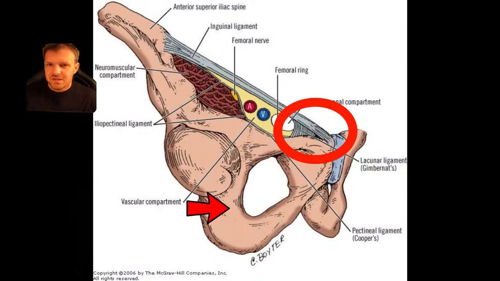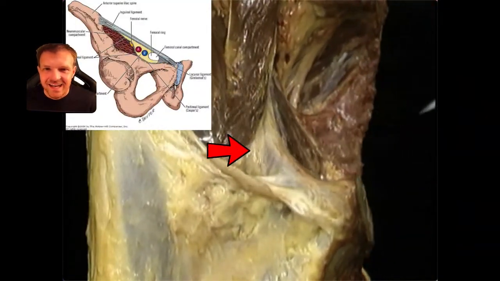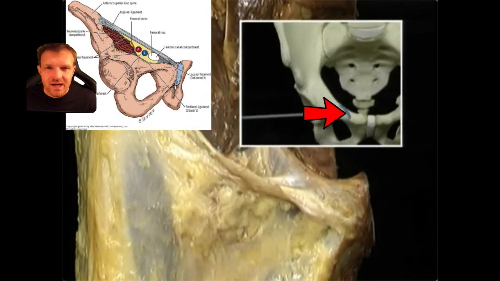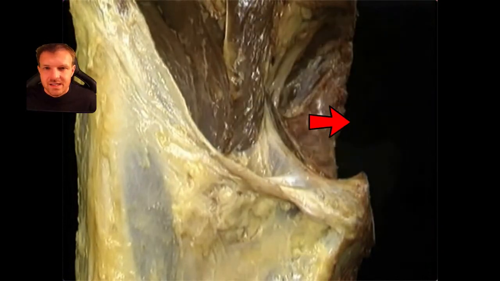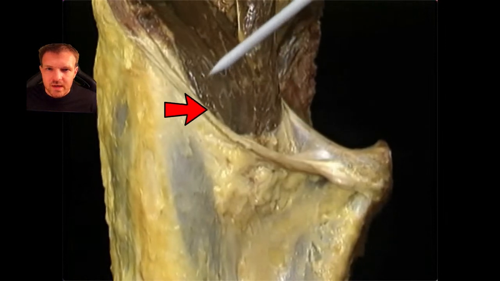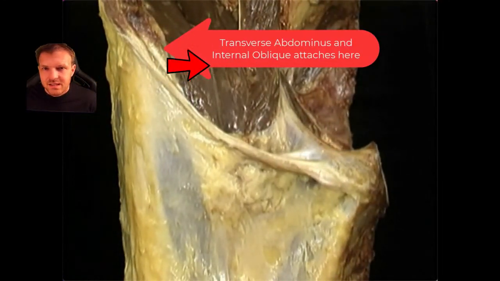It's a nice smooth transition. So you can see it just there, and that's that bit just there. It's folding back on itself, and it attaches on that line just there. So this forms the floor of the canal. All along there, this is where your attachment's going to be. So transverse abdominis and your internal oblique attach here.